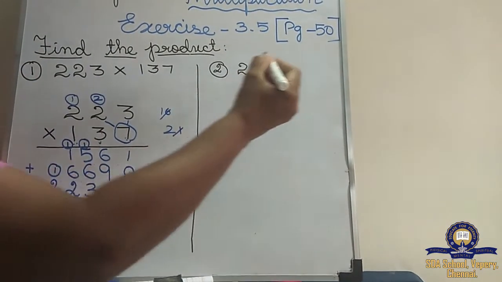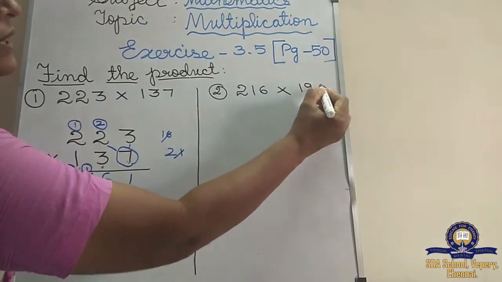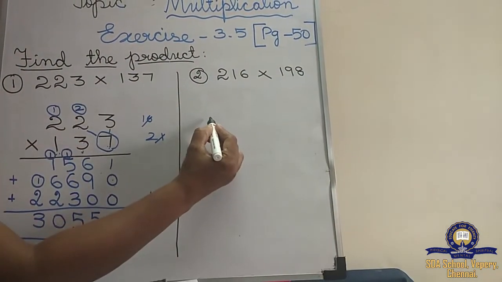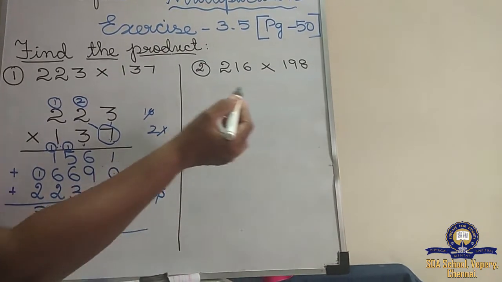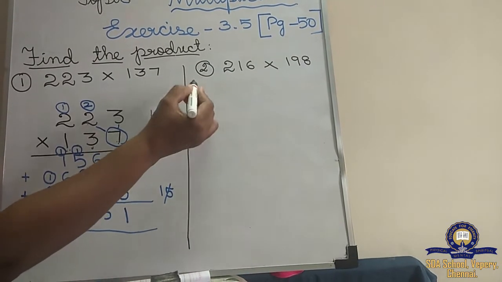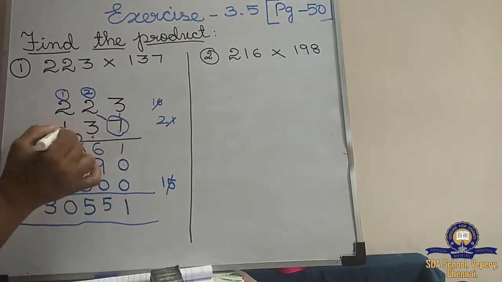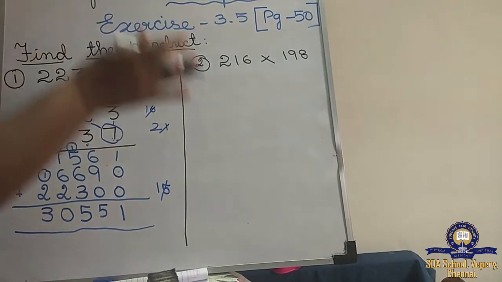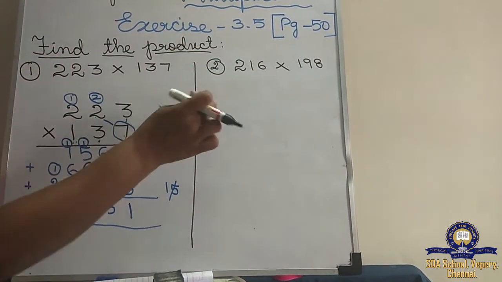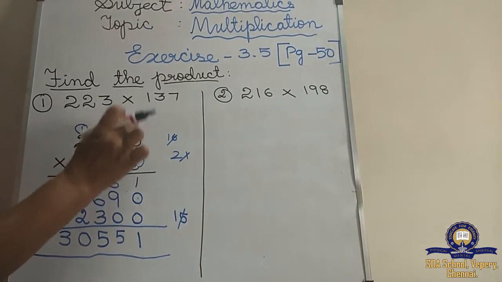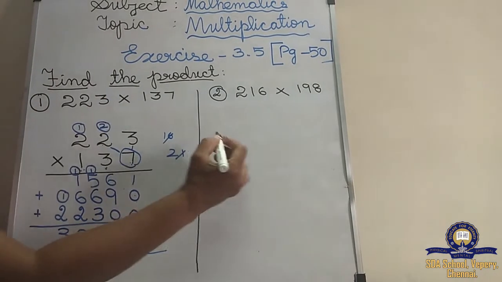Now 216 multiplied by 198. While writing the sum here, leave 2 lines. You have to leave 2 lines because it is a 3 digit number. Sometimes the carryover will be going above. So you have to leave 2 lines and in the third line write this sum. So only I have left this gap. Can you see this, children?